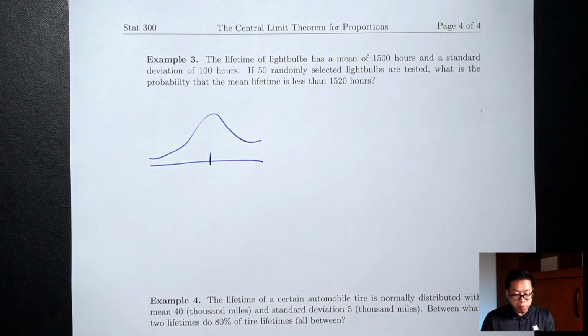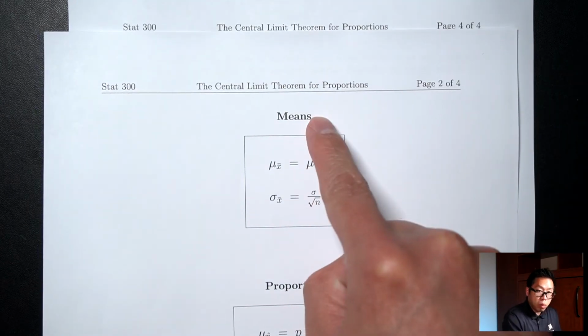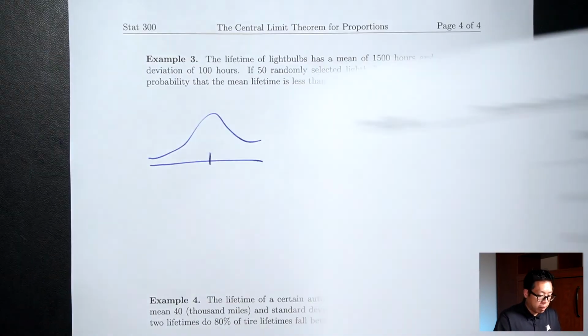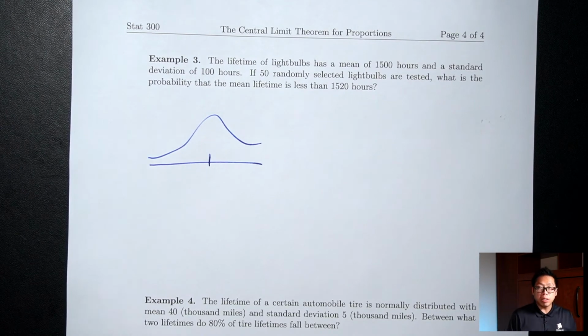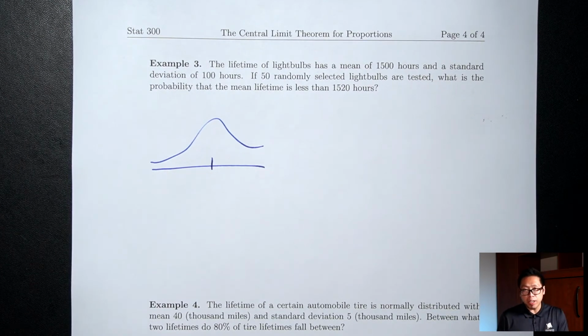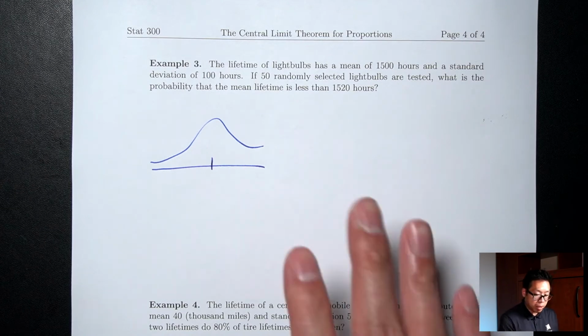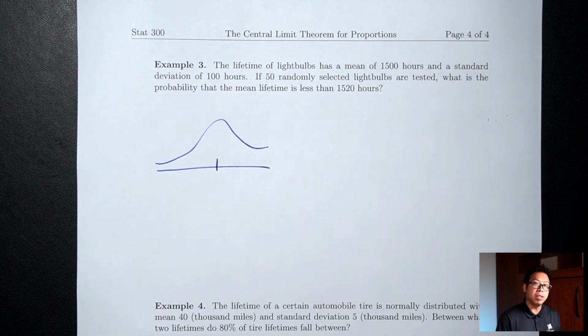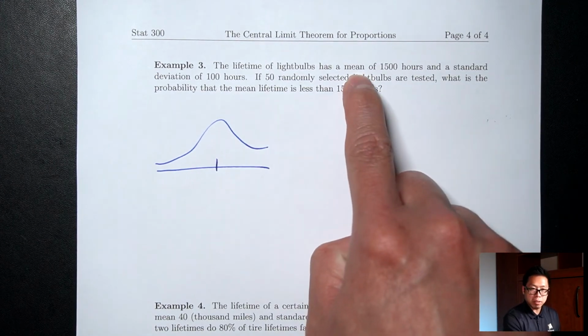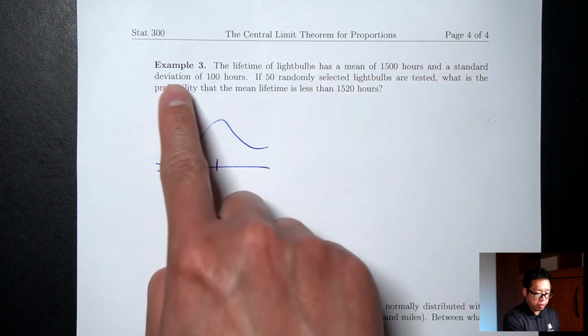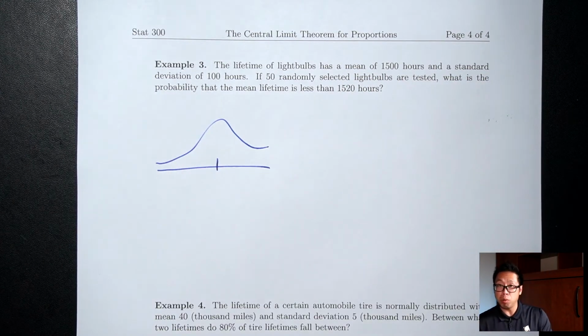Before I put the mean in the middle, I have to decide whether this is a mean question or whether it's a proportion question. So when you read the question, if you see the words mean and standard deviation, it's going to be a mean question. If you don't see the words mean and standard deviation, it's going to be a proportion question. So looking at this question again, do we see the words mean and standard deviation? Yes. So mean, standard deviation. So this is going to be a mean question.